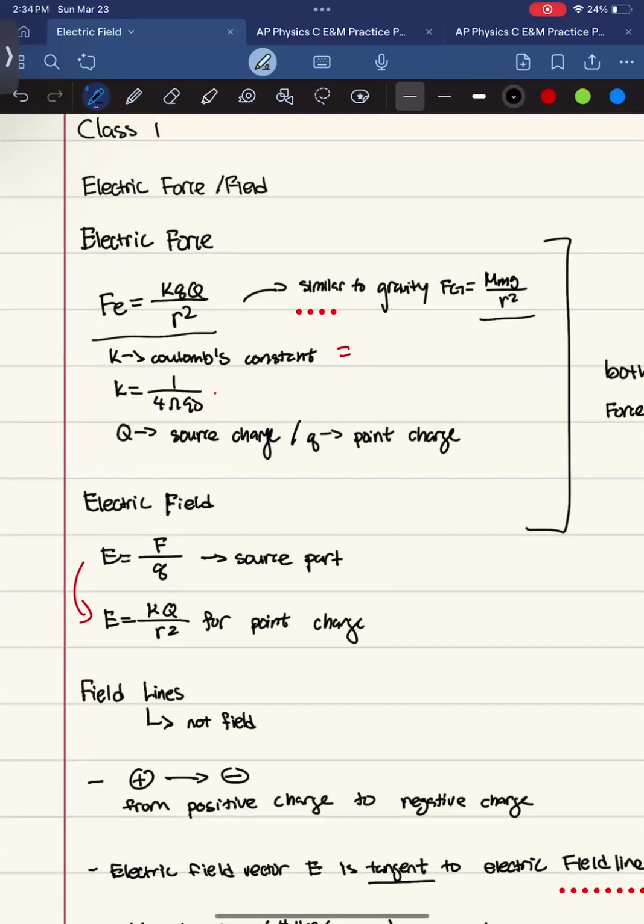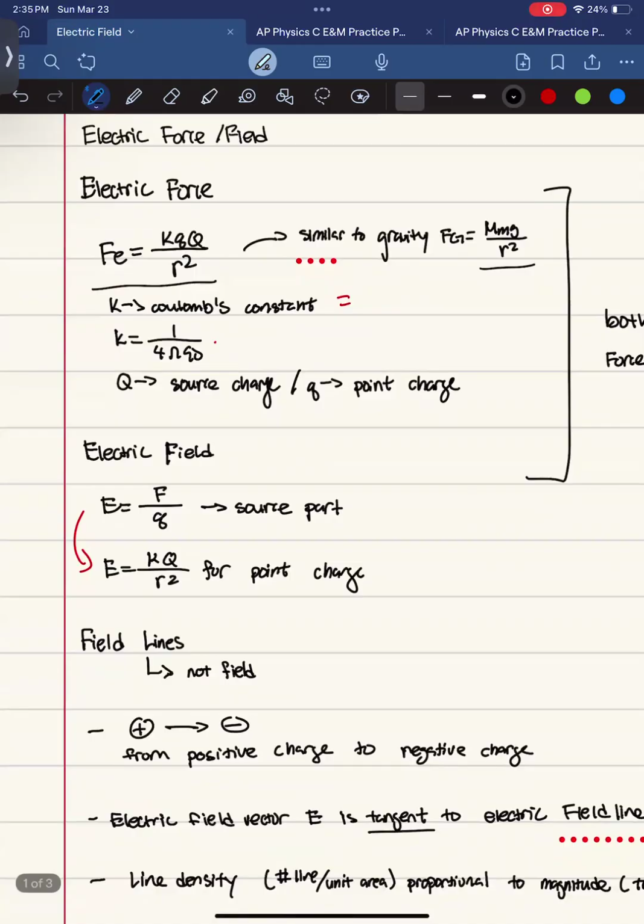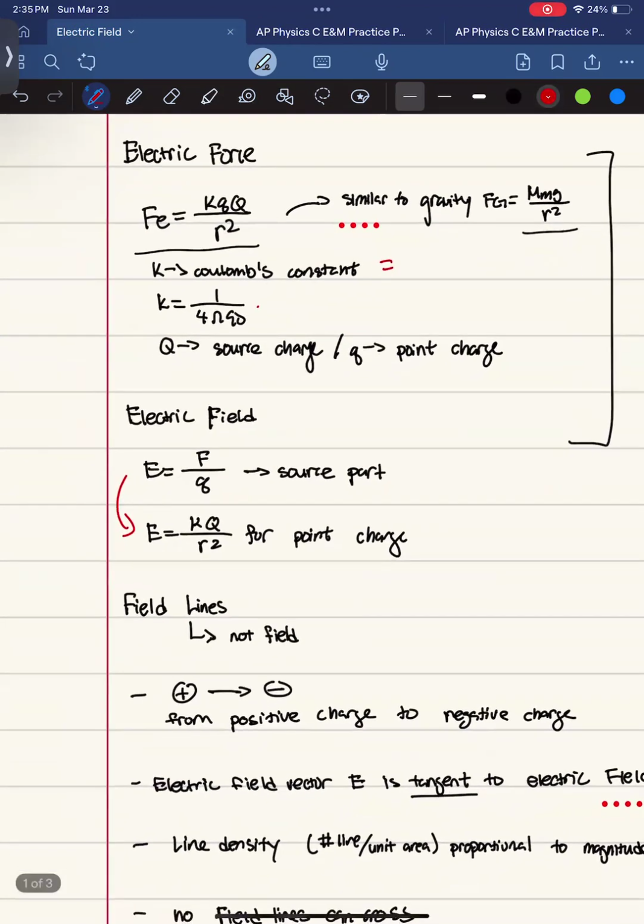So first, what is an electric force? This is the most general equation. It's Fe equals K small q times big Q over R squared. It's very similar to the gravitational force equation. And K represents Coulomb's constant, which you don't need to memorize, it's just a constant.